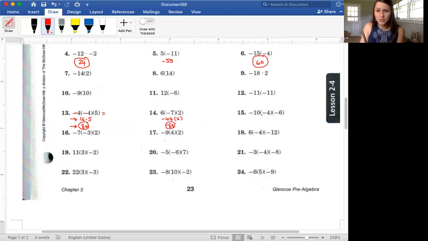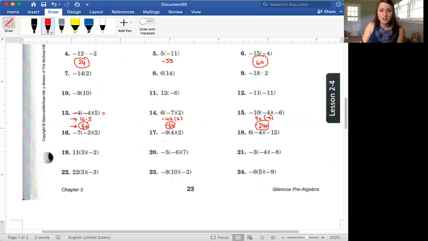Number 15, I've got 3 negatives. So these 3 negatives, still an odd amount of negatives, my answer is going to be a negative. But if I do -10 times -4, that's positive 40. But then I multiply -6, and so when I do 40 times -6, it's -240.